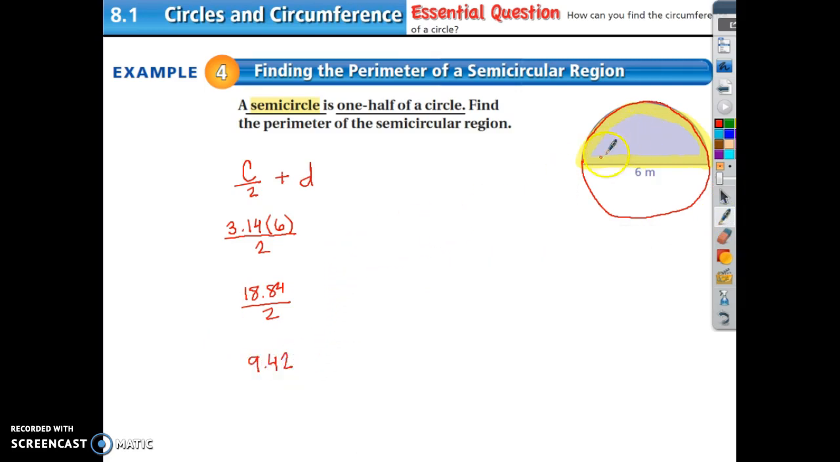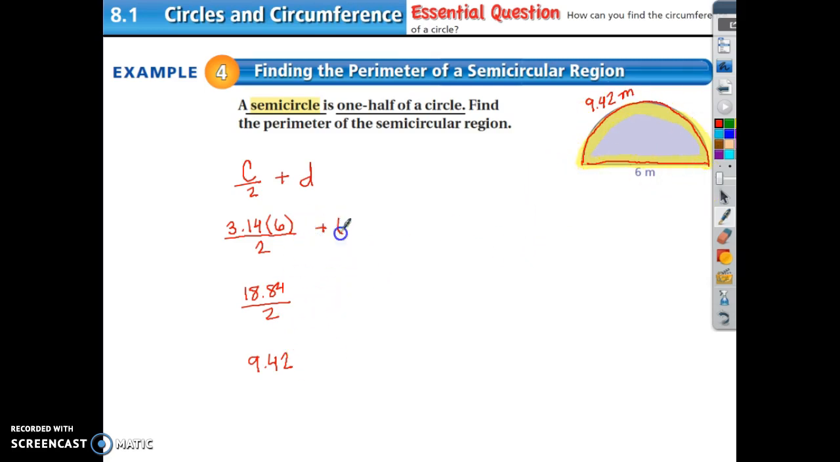So what I have done first is I found that the entire circumference of this red circle is 18.84. But I only want half of the circle, so I divided by 2 to find that the circumference of just half of that circle is 9.42. So this part is 9.42. And my units are meters. But that only gives me the round part of my semicircle. I now need to add back in the diameter. The diameter is 6. So once I add in this 6, I have then covered and closed my entire perimeter.